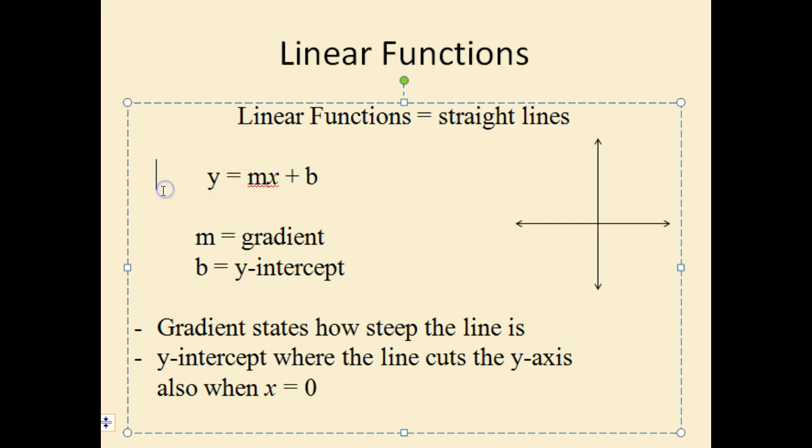Now it's a really important formula for you guys to remember. It's one that will crop up a lot in the future. M is the gradient and b is the y-intercept. The gradient, as we said yesterday, looks at the steepness of the line, and the y-intercept is where the line cuts the y-axis, or also when x is 0. So this point here along the y-axis would also be when x is 0.